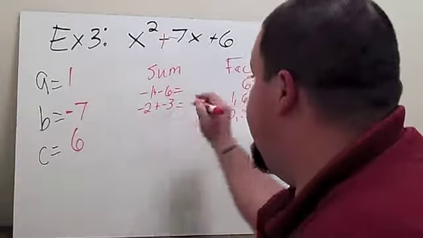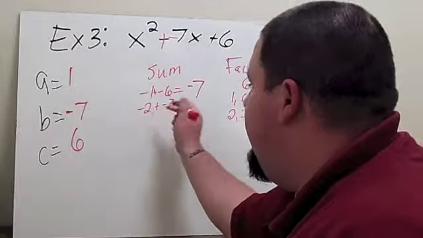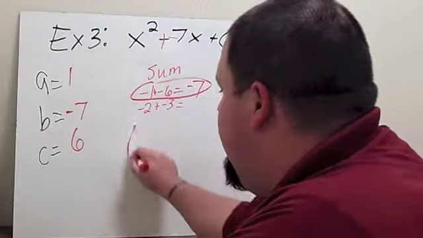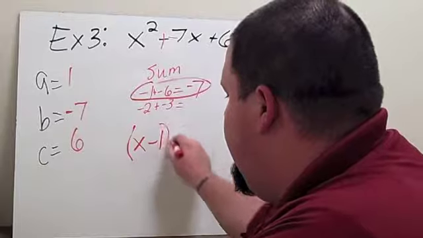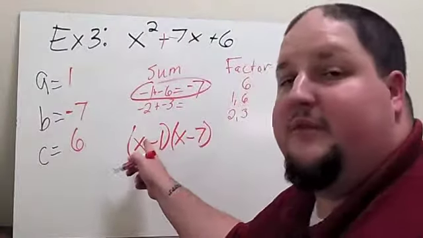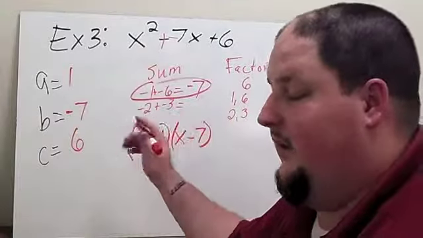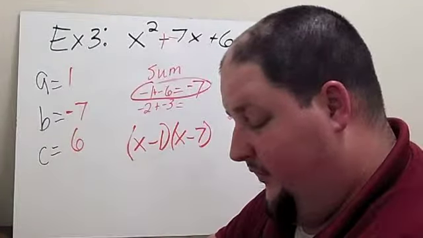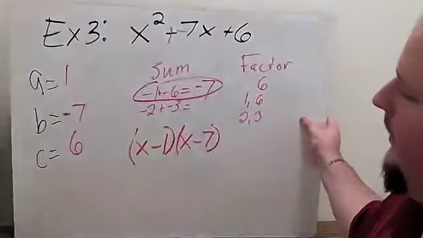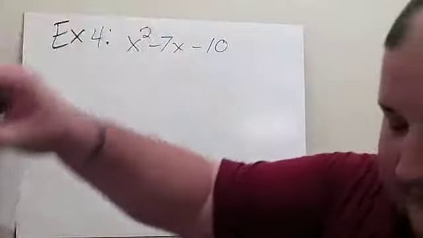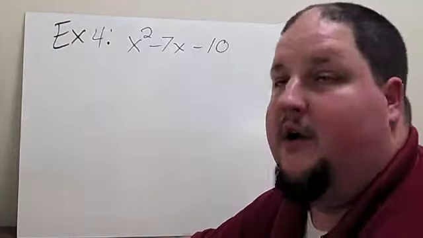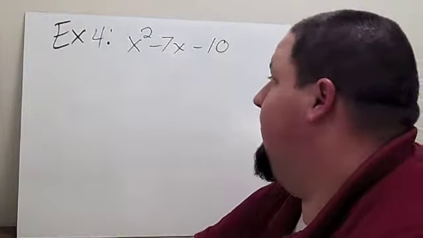Negative 1 plus negative 6 is negative 7. I don't need to worry about doing the second one because that's my answer right there. So I'll have x minus 1 and x minus 6. You could write these as plus and negative. It doesn't matter either way, whatever your preference is.